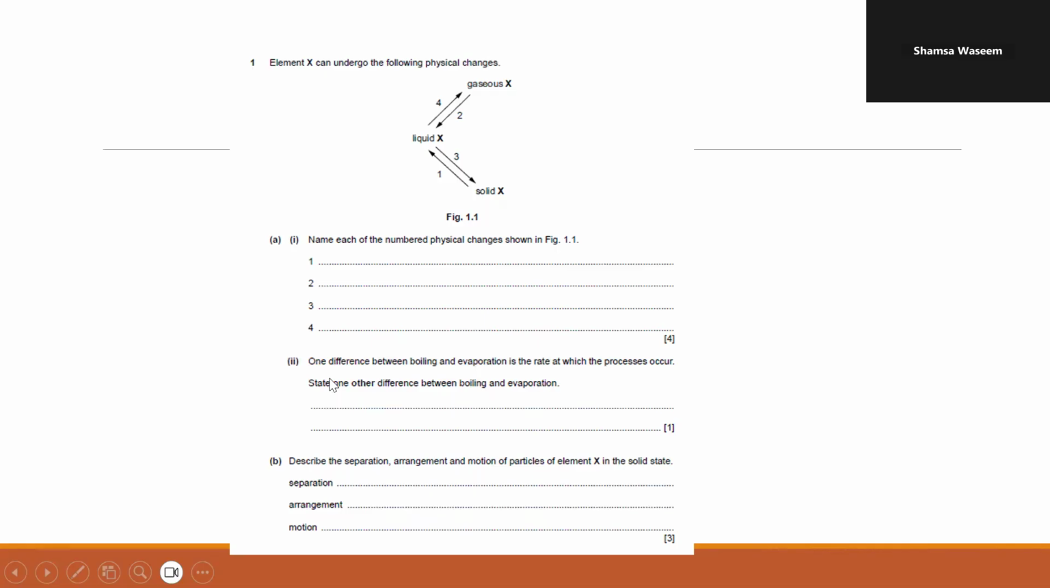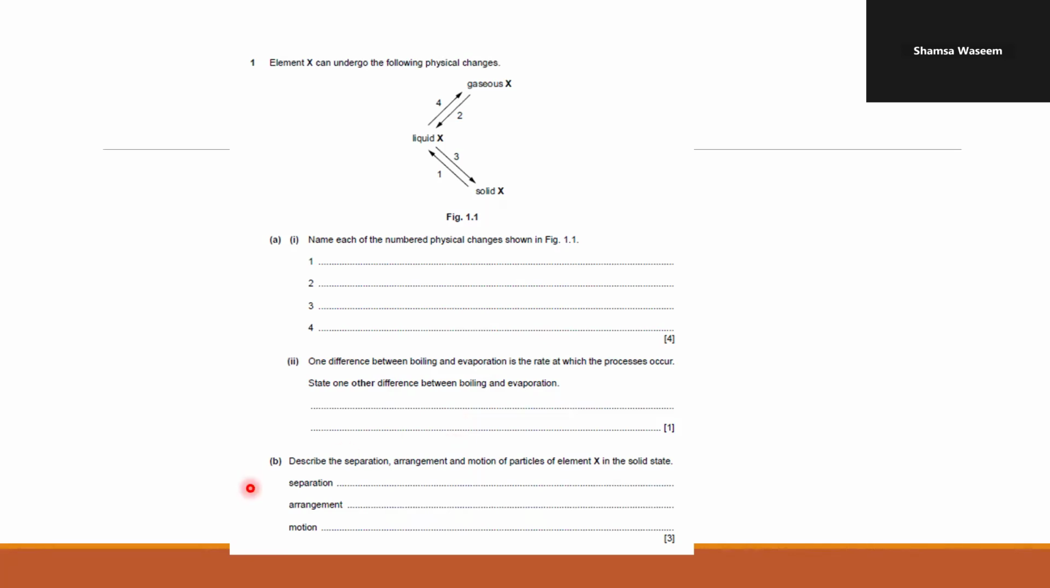Now, see, one of the differences between boiling and evaporation is the rate at which the processes occur. State another difference between boiling and evaporation. Make sure the difference which is already there in the stem of the question is not repeated. So the rate at which the process occurs: boiling is faster and evaporation is slower. Another difference is that boiling occurs throughout the liquid while evaporation is a surface process, right? Boiling occurs at a fixed temperature while evaporation can occur at any temperature below the boiling point, right?